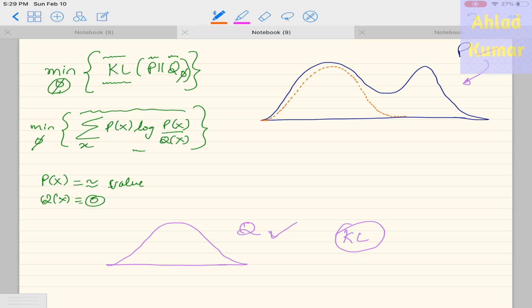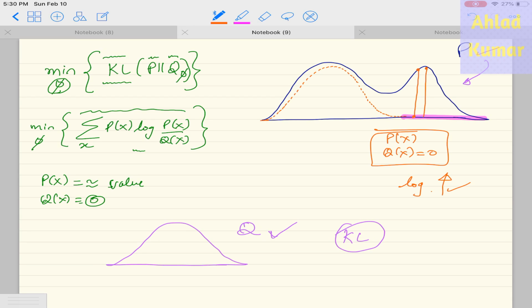But this situation has a problem. The problem is at this location. Here P has a value, that is, the probability density function P has a value. You can see the values over here, but Q is 0. As a result, the log will have a very high value because it is dividing by 0. So it will have a very high value.